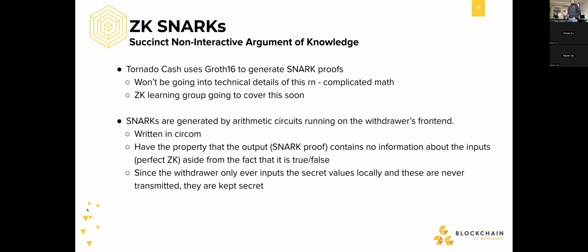And these Circom circuits run on the user's front end. So these are never run on the smart contract or on chain. All of the secret values are kept locally. There are local inputs in the user's browser, and these are never transmitted. So the secret values that you have as inputs to the SNARK circuit remain secret because they only ever execute on the user's local environment. All right, that was a lot.